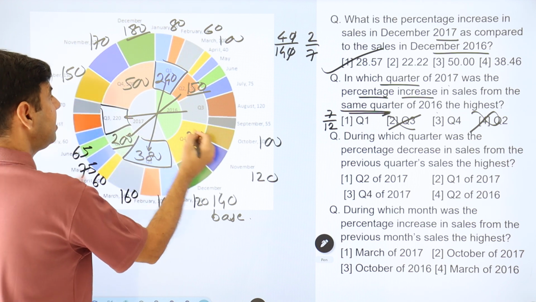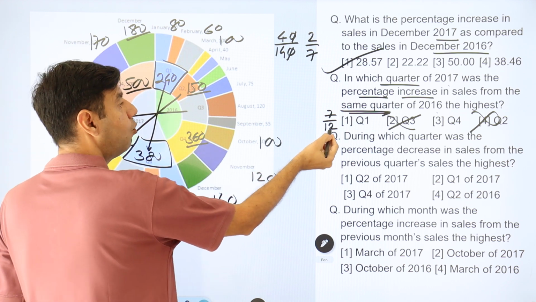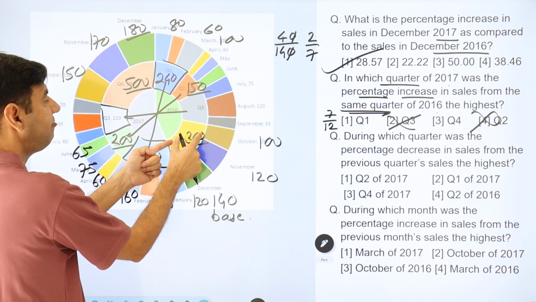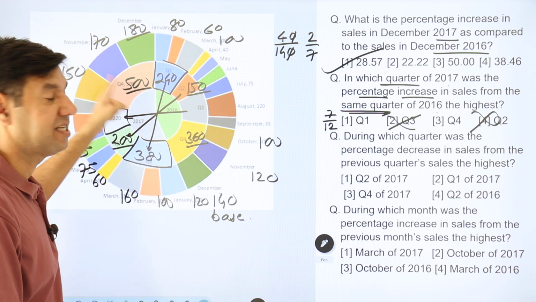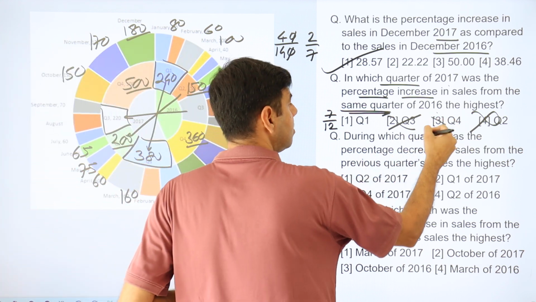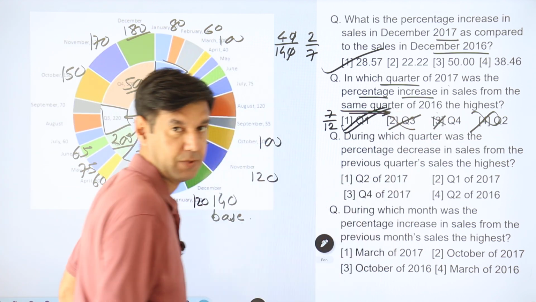Q4, this is 360. You just need to check, is it more than half? So half of this would be 180. Is it more than 180? Not really. The increase is 140. So this also is small. So this is the largest one.